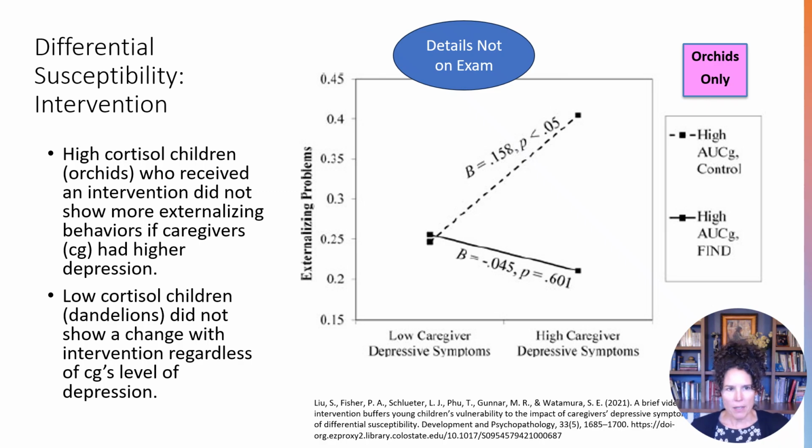So what does this tell us? It tells us that the orchids are the ones who are most likely to benefit from an intervention. And so you might be creating this really cool program and hoping for some positive change, and some people show it and some people don't. And it may be that the people who don't are just dandelions. They are not going to be affected by their environment very much anyway, which includes your intervention.